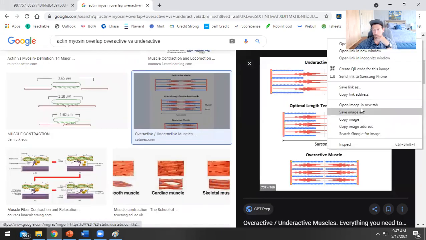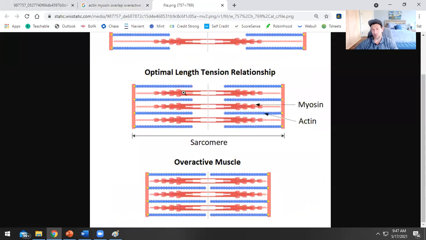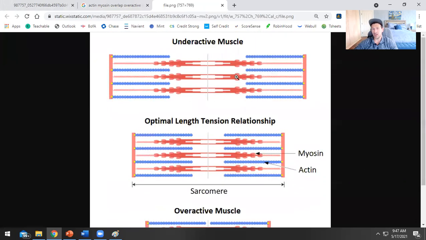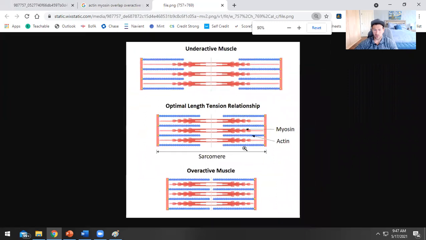There we go. Perfect. So here you can see this is ideal. We got a really good amount of overlap here. We got plenty of room to move, right? This is an underactive muscle, right? That's a muscle that can barely get a grip here. There's plenty of room to move, which is good. But unfortunately, certain myosin heads have nothing to grab because this muscle fiber is pulled too far apart. And over here in our overactive muscle, we can see there's too much overlap, and now there's not enough room to move. So I'm going to go ahead and sort of modify this.